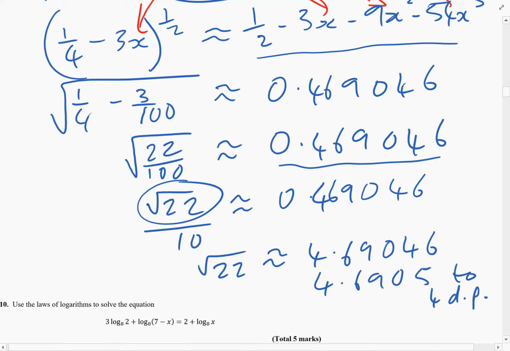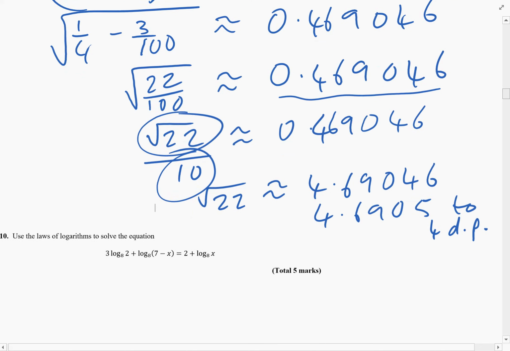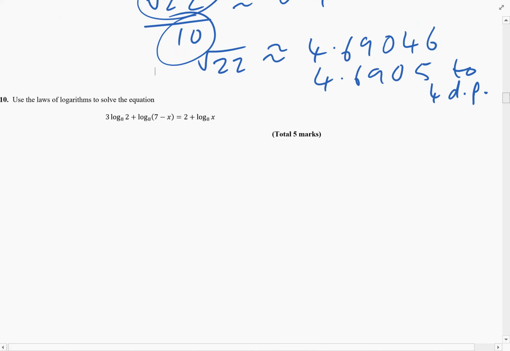Just a quick point with these questions. Some people left their answers as 0.469 something. If you're doing an approximation to square root of 22, square root of 22 is going to be between 4 and 5. So you know that 0.46 isn't going to be anywhere near the right answer. So you wouldn't have got any marks in this question unless you multiplied by 10, because that's the only way you're going to get an approximation for the square root of 22. Okay, so always remember to check your answer looks approximately right whenever you've got one of those kind of questions.